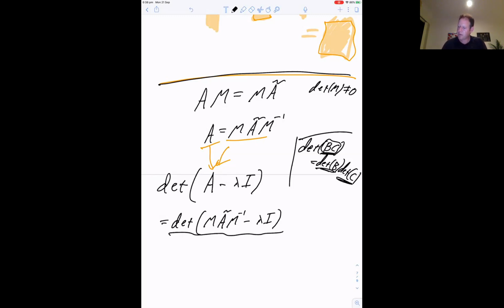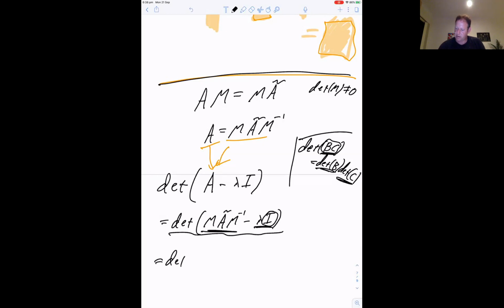So that's what I would like to get here. But the problem is that on this left-hand term I've got M's, and here I don't have M's. So how can I represent I in terms of M's? Whenever M is non-singular, I is just going to be M times M inverse.